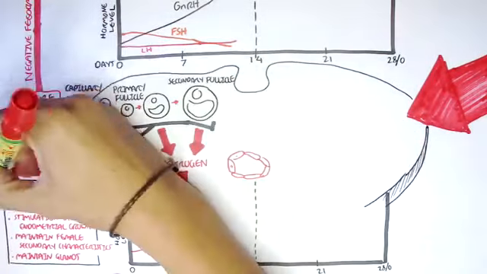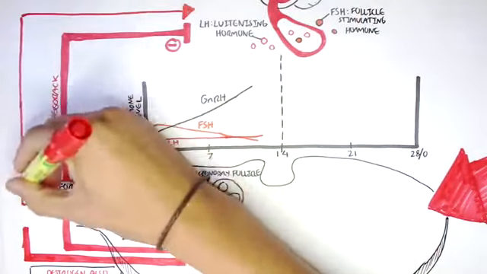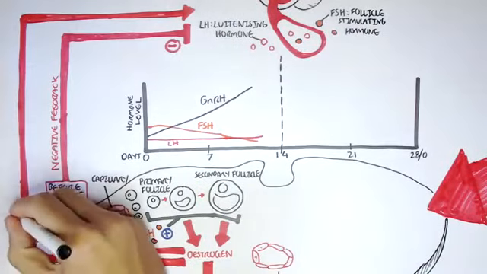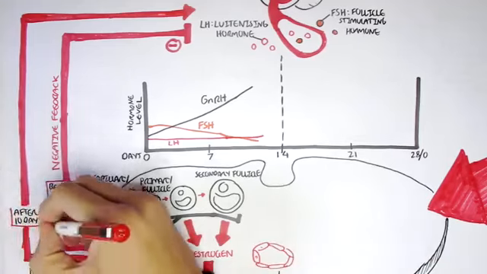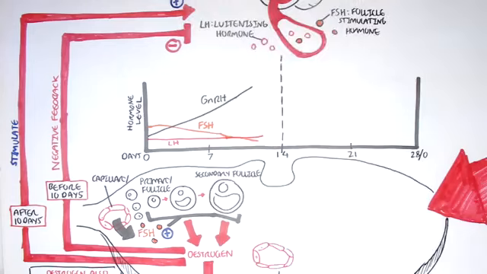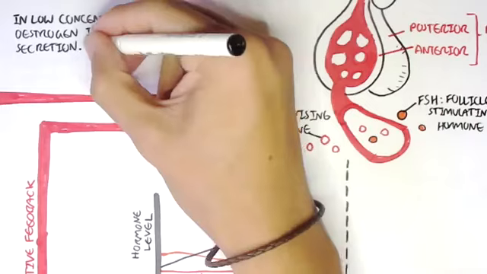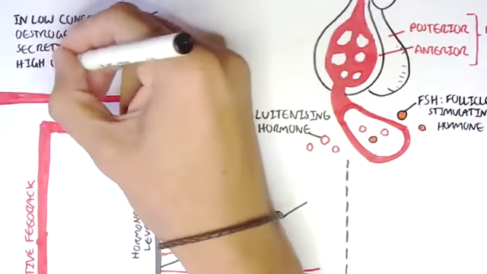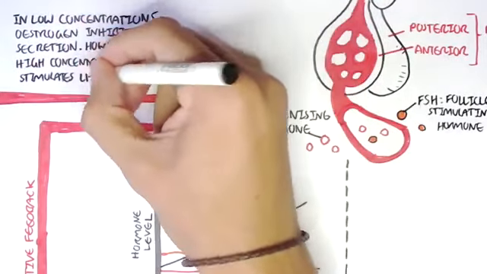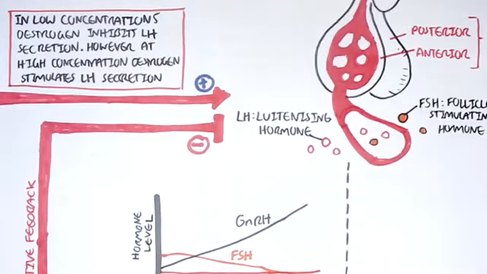So what happens after 10 days? Well, after 10 days, estrogen levels will continue to rise as the follicles mature in the ovaries. And as estrogen levels rise, it will have a positive feedback and stimulate the release of luteinizing hormone. So at low concentrations, estrogen will inhibit luteinizing hormone secretion. However, at high concentrations, estrogen will stimulate luteinizing hormone secretion.